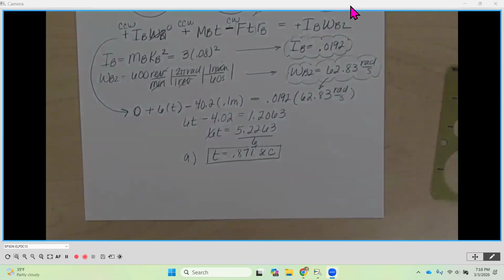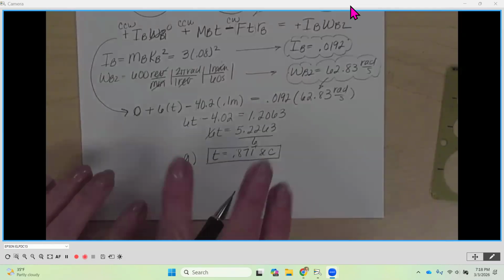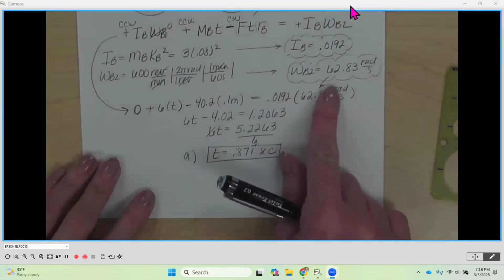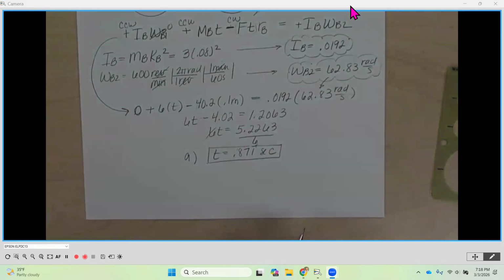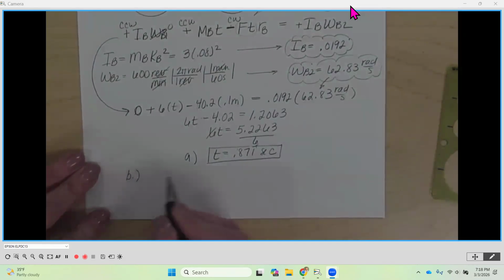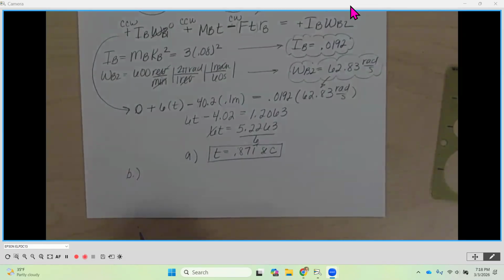So you should get your time equal to 0.871 seconds. Got it. Perfect. Thank you, Danny. All right, so that's part A. How long does it take us to get to that 600 RPMs or 62.83 radians per second? It takes 0.871 seconds. Okay. Now, part B was what is that force that's being generated?